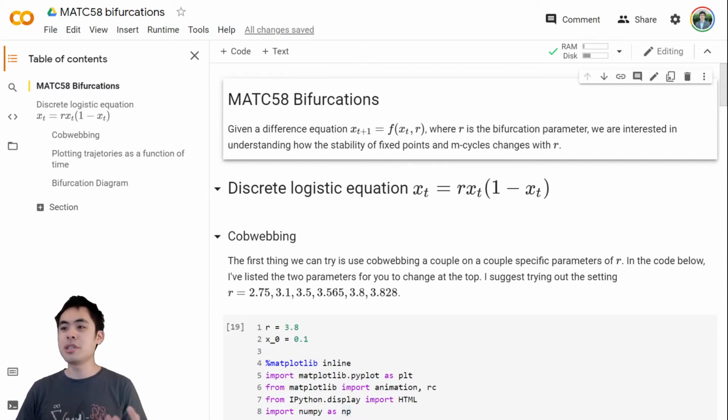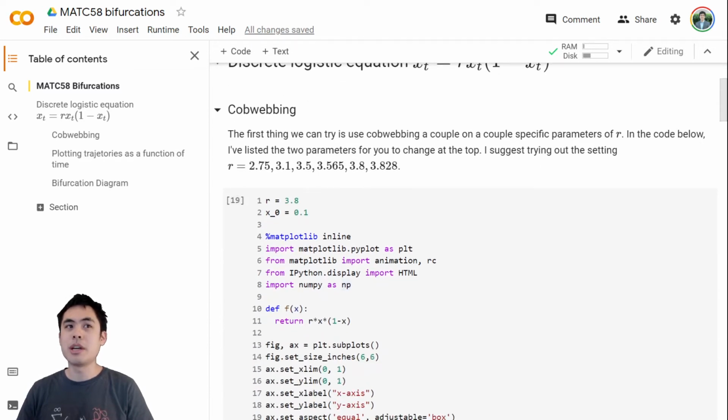This is the dimensionless discrete logistic equation that we approximated a couple videos ago. And we're going to plot it with several different values of r to see what happens. The first thing we can do is try cobwebbing on several different parameters of r. In the code below, I've listed these two parameters to change at the top, r and your starting value. I suggest trying out several different values from 2, including 2.75, 3.1, 3.5, etc.